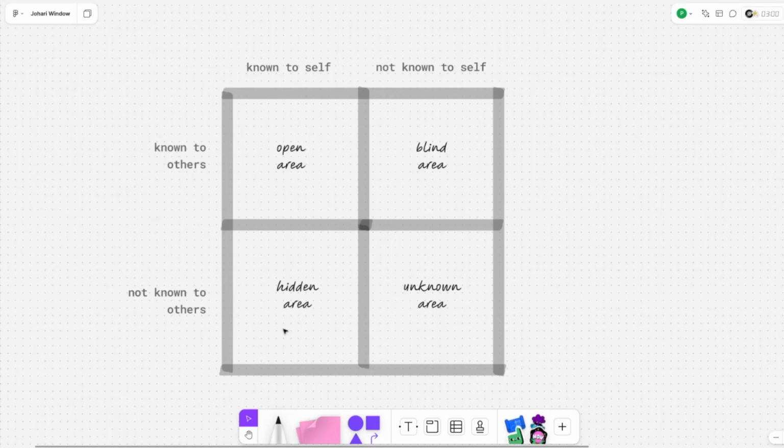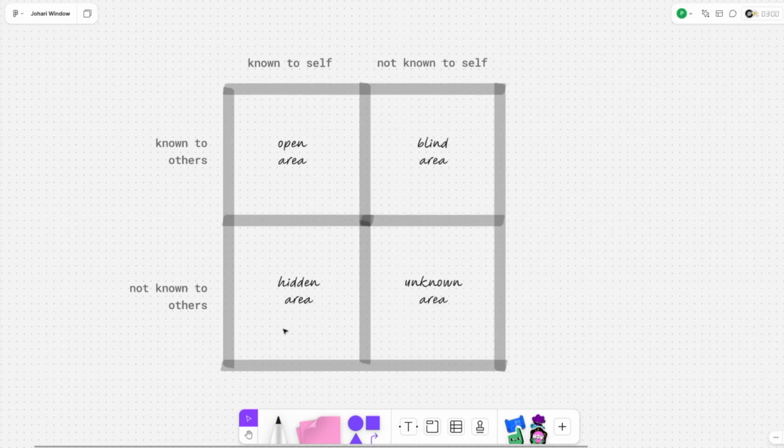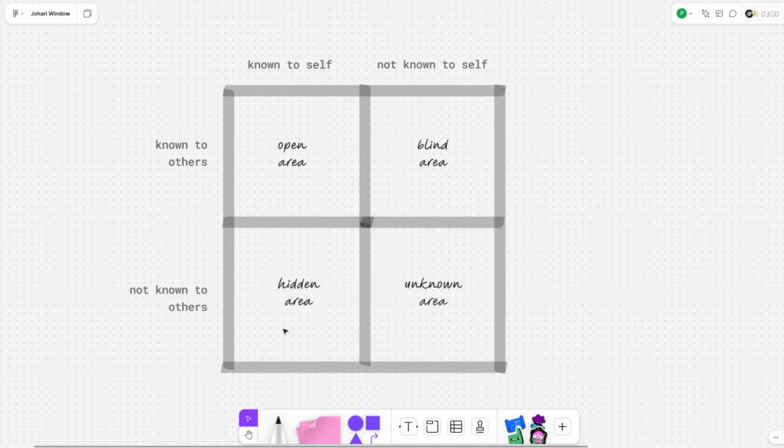And the fourth one is unknown. Maybe I've never tried any adventure sport, so I don't even know if I'll enjoy that. Or maybe I've not tried gaming, so I don't know if I love gaming or not. This fact I also don't know, and no one else knows about me. So it's an unknown area. The whole goal of the Johari window is to make the open area as large as possible, because if you do, that's when the relationships are the strongest.